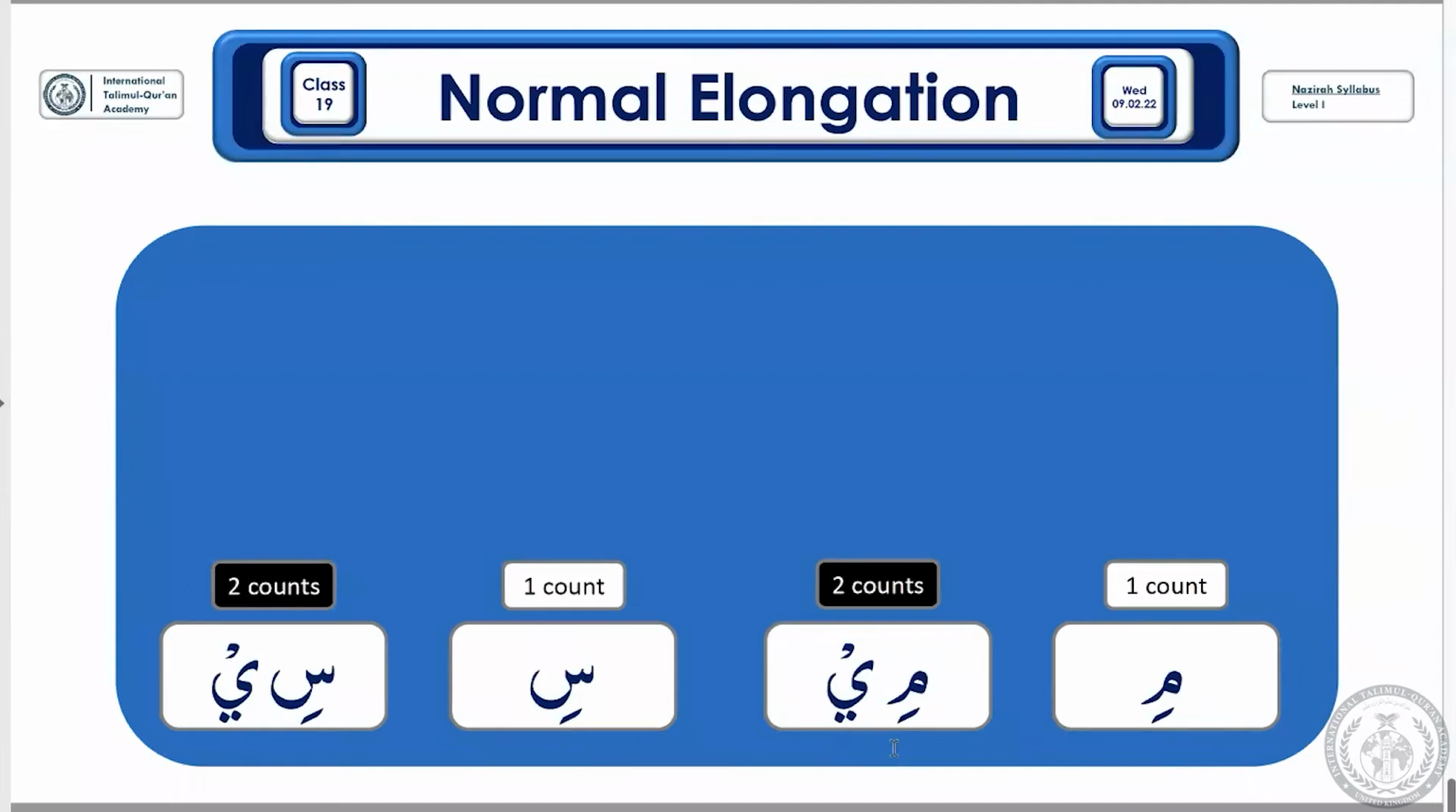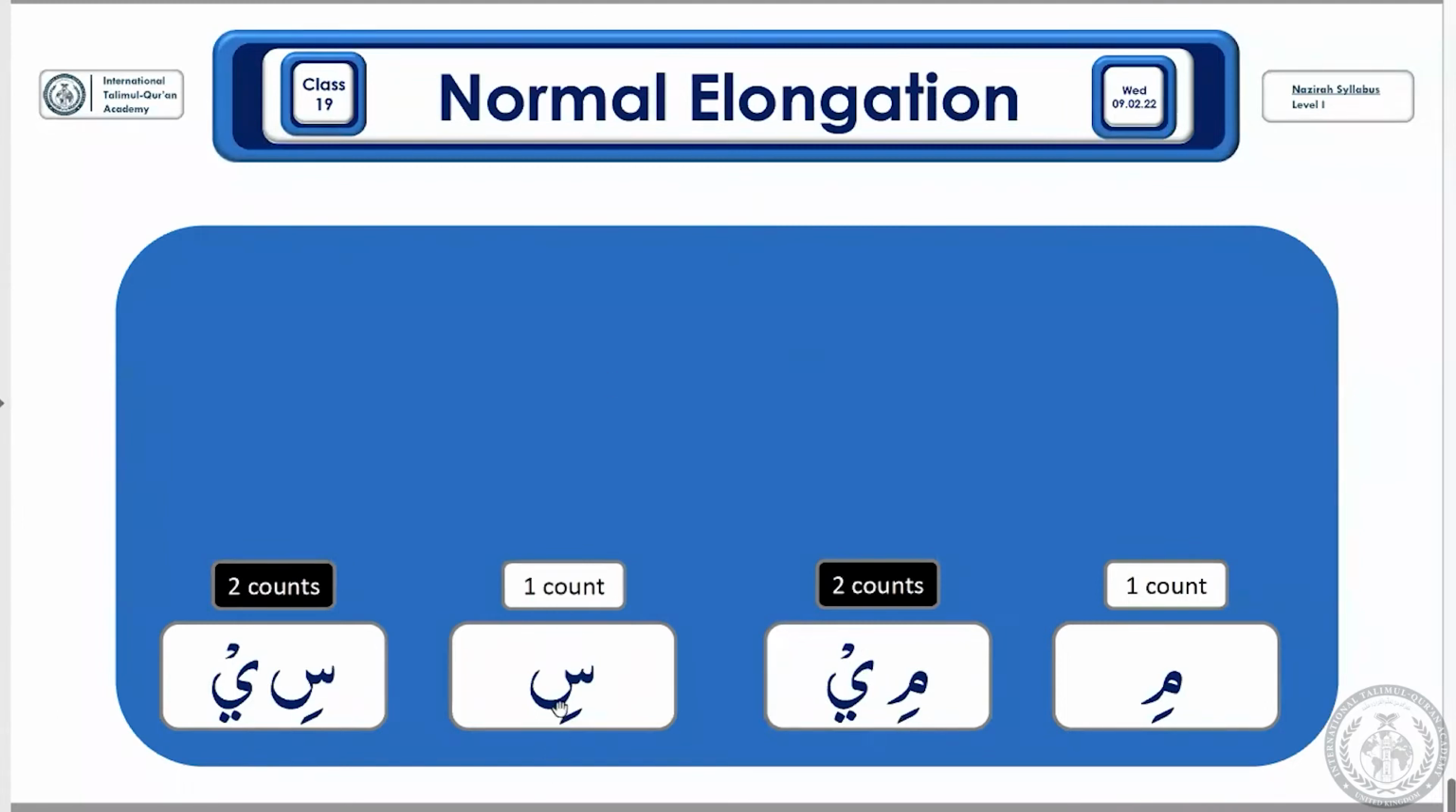So we will sound this as me. We are giving it double the time as we gave to this sound, mi. So one more time, this is mi, and this is me.